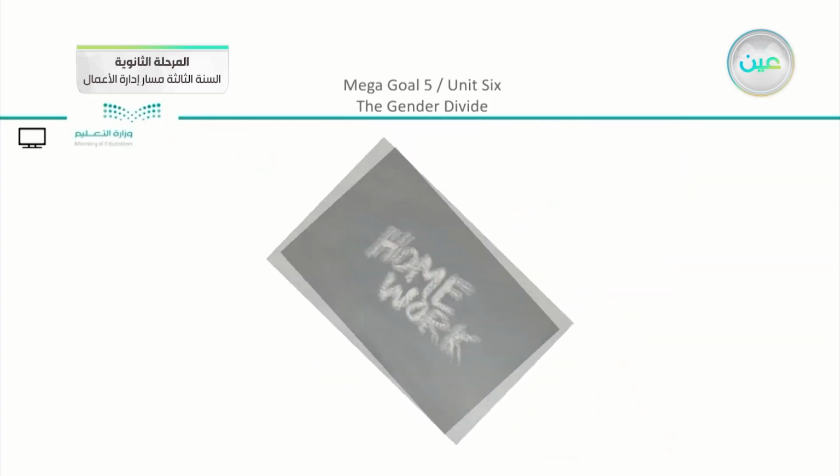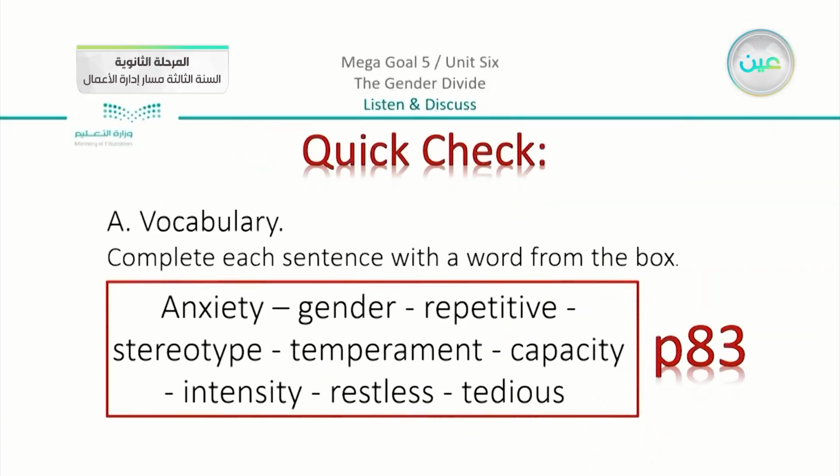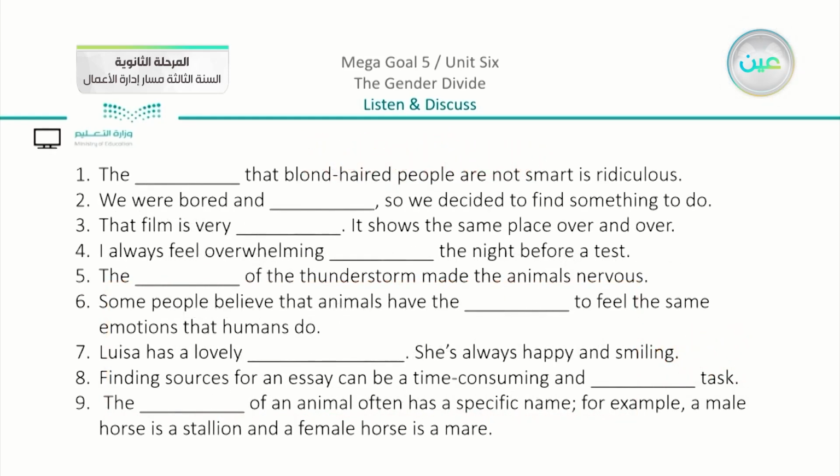The homework that we have is basically the vocabulary that we discussed yesterday and we explained. We have your exercise on page number 83. On page number 83, you can see that we have here our words, which are anxiety, gender, repetitive, stereotype, temperament, capacity, intensity, restless, and tedious.